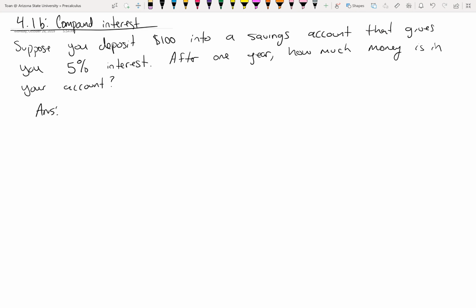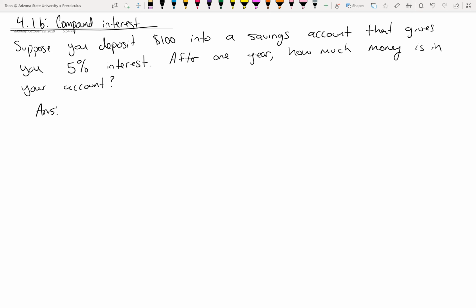So the second half of 4.1 talks about one tiny application of exponential functions, and that application is compound interest. Well, what exactly is compound interest? We'll get to that eventually, but I want to build up a basic idea, or make sure we have a basic understanding of simple interest.